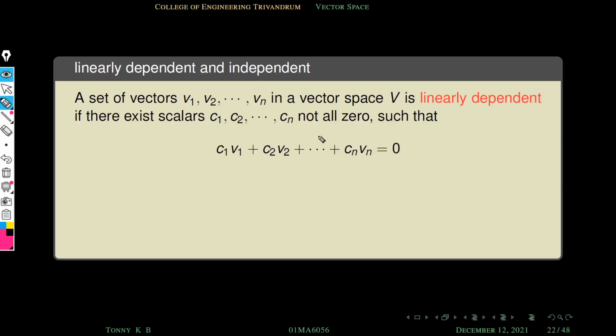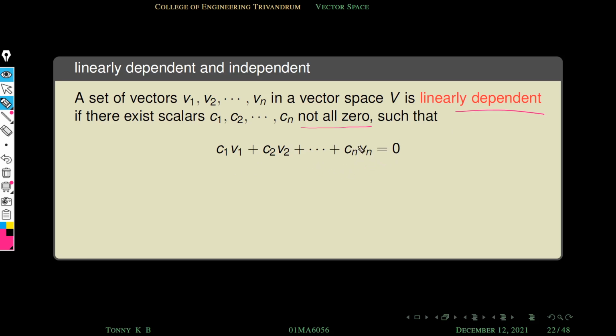First of all, we will define the concept of linearly dependent. What is the definition? A set of vectors v1, v2, ..., vn in a vector space V is called linearly dependent if there exist scalars c1, c2, ..., cn, not all of them zero, such that the linear combination c1 v1 plus c2 v2 plus ... plus cn vn equals zero.